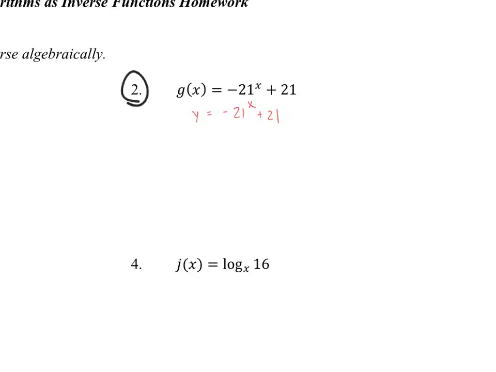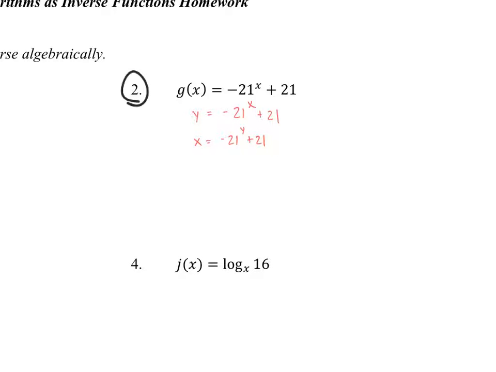And my first step is to turn it into x equals negative 21 to the y power plus 21. So remember, step 1 is to just flip these two things, that and that. Flip them. All right. Now I'm going to try to solve for y.